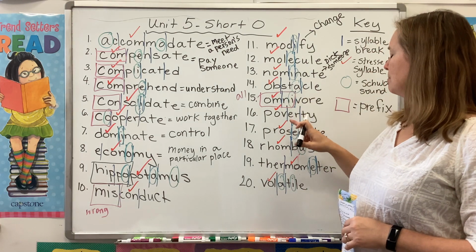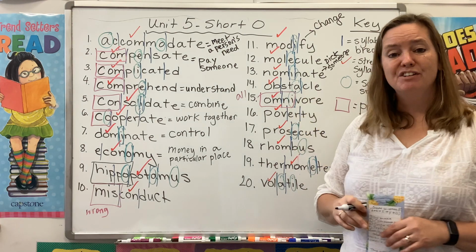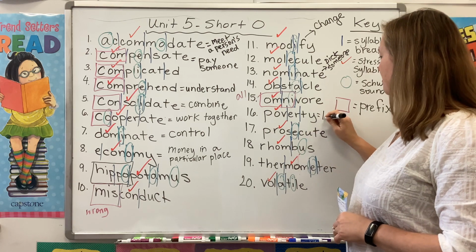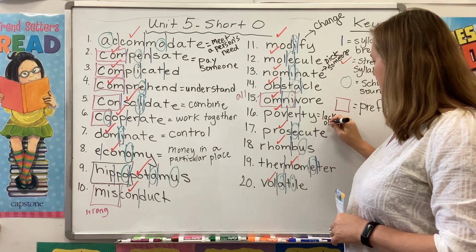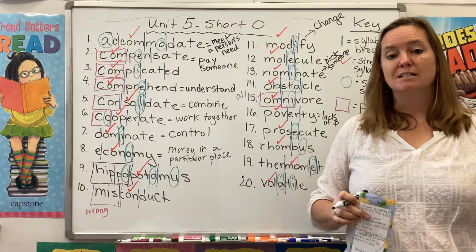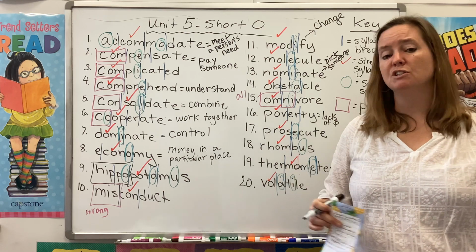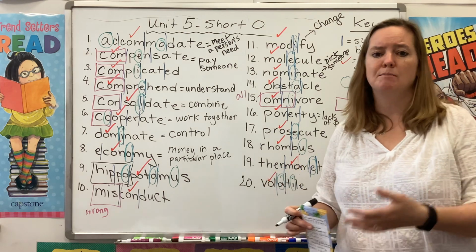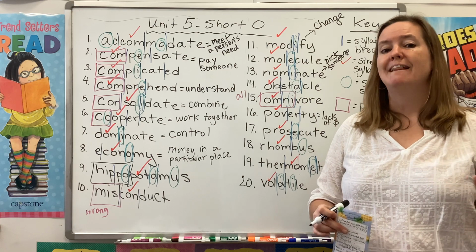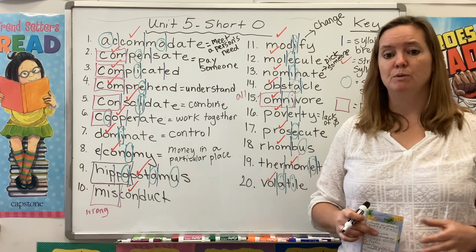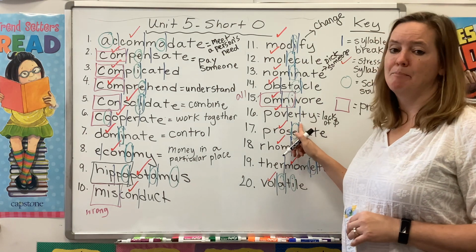We talked about omnivores. Poverty is a lack of money. Okay, so back to the Great Depression. Poverty was a huge problem because people didn't have jobs, because people were losing their homes. They didn't have enough money to buy food, so they were living in poverty.